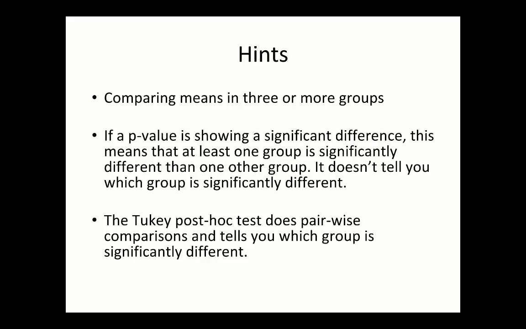Remember that a one-way ANOVA is used when you want to compare means in 3 or more groups. If there are only 2 groups, you can use a t-test. Also remember that if a p-value is showing a significant difference, this means that at least one group is significantly different than at least one other group. It doesn't tell you which group is significantly different, therefore you have to use the Tukey post hoc test, which conducts a pairwise comparison and tells you which group is significantly different.